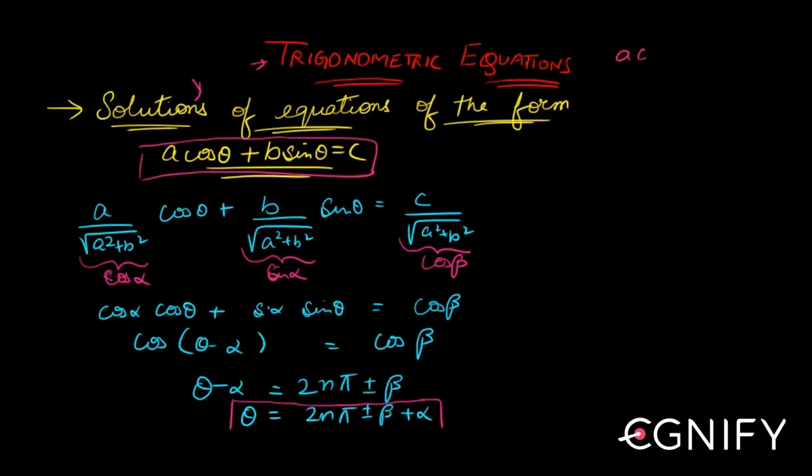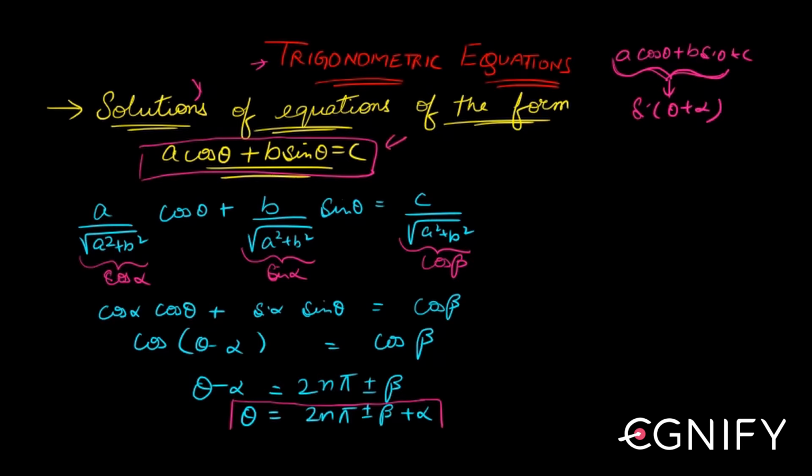We've seen something very similar, a cos theta plus b sin theta plus c, the range of this function, right? So what we tried to do is we tried to take these first two terms and reduce it to sine theta plus alpha form. We will do something very similar here. So this is our equation.